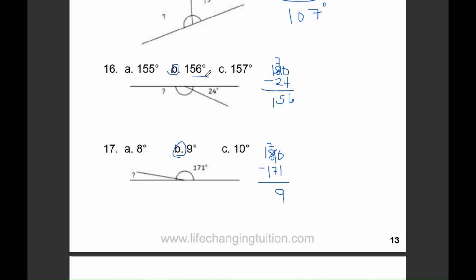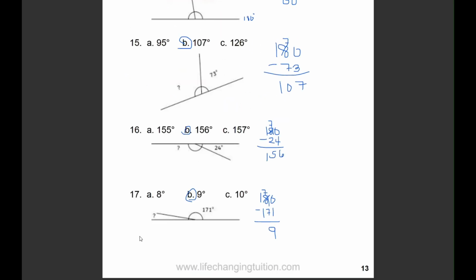Formula/working: 180 minus 24 equals 156 degrees. Question 17. We are looking for a tiny missing angle with 171 degrees shown on the line. Remember, angles on a straight line always add up to 180 degrees. Our options are 8 degrees, 9 degrees, and 10 degrees.